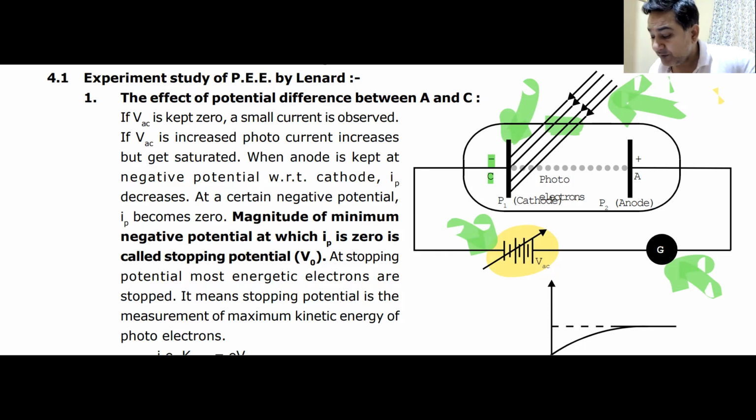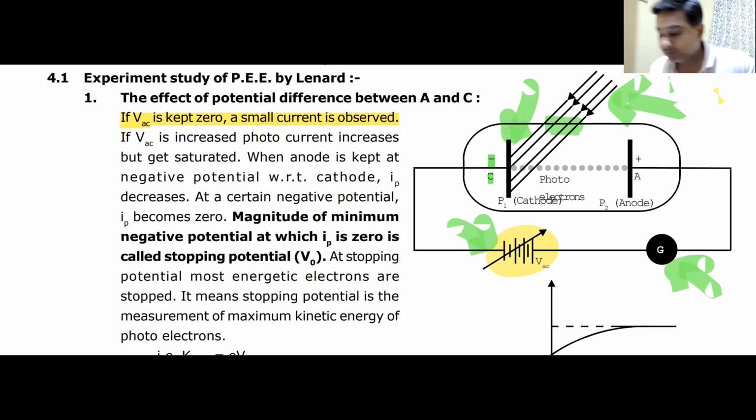Now, what are the observations that he made? And the observations are pretty simple. If VAC is kept at 0, a very small current is observed. If I keep the potential almost 0, I see a very small current. Is it clear why this current is coming? Because photoelectrons are moving from the negative terminal to the positive terminal. Why are they moving? It's not because this cathode is pushing them. It's because energy is falling on them and electrons are released. When they are released, they will not stay in their place. They have energy, so they will start to move. Yes or no? That is why they are moving.